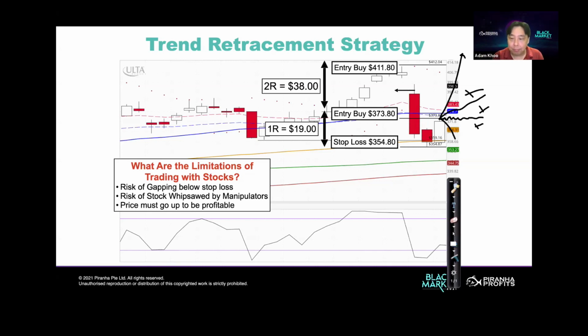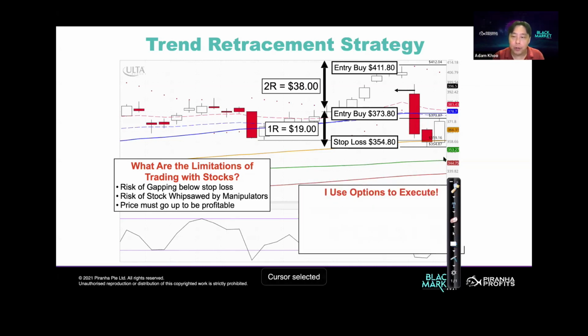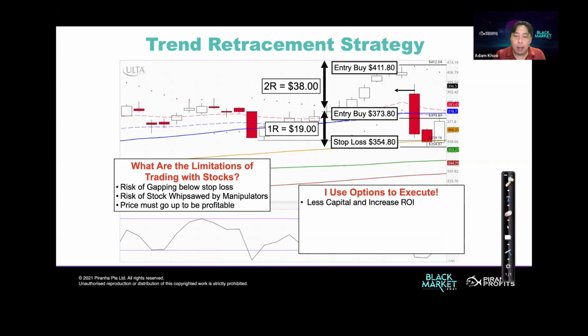So how do I execute with options? Okay. Now, first of all, let me just tell you the main advantage of using options to trade is that you use a lot less capital, and hence it increases your return on capital.